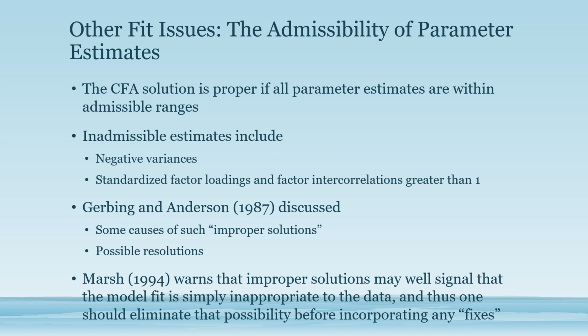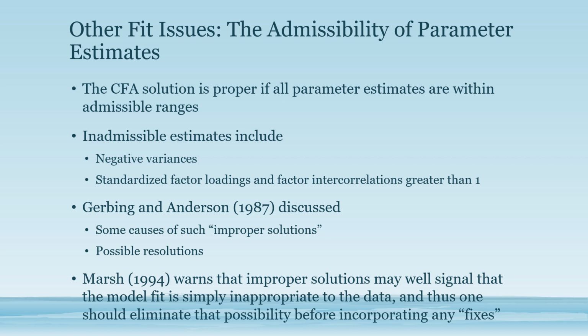There are other fit issues, such as the admissibility of parameter estimates. The CFA solution should be good if all parameter estimates are within admissible ranges. However, sometimes, even though the model converged, we will have some inadmissible estimates, such as negative variance or standardized factor loading and factor intercorrelations that are greater than 1. These are impossible values.